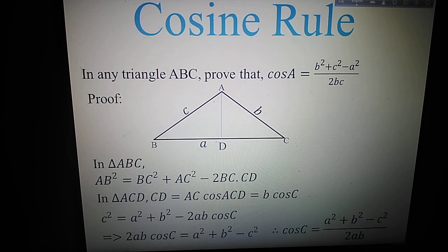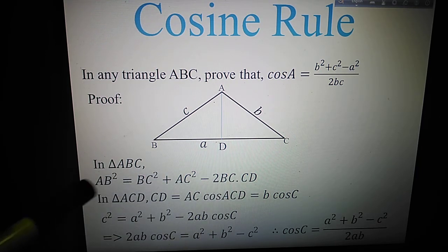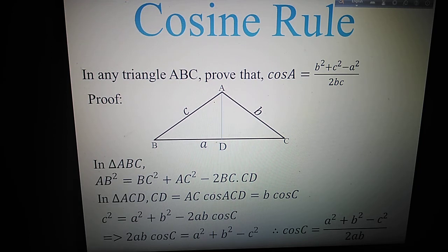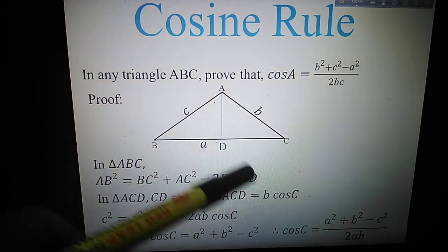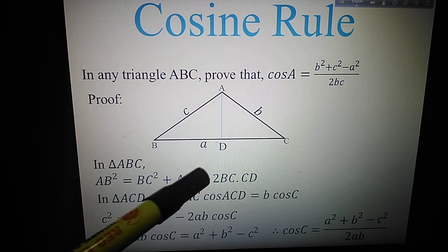It is triangle ABC, and we draw a perpendicular line AD. So here AB square equals BC square plus AC square minus 2BC into CD. Actually, we get it from the Apollonius theorem. AB square equals BC square plus AC square minus 2BC into CD. As ACB is an acute angle, that's why we put the negative sign.